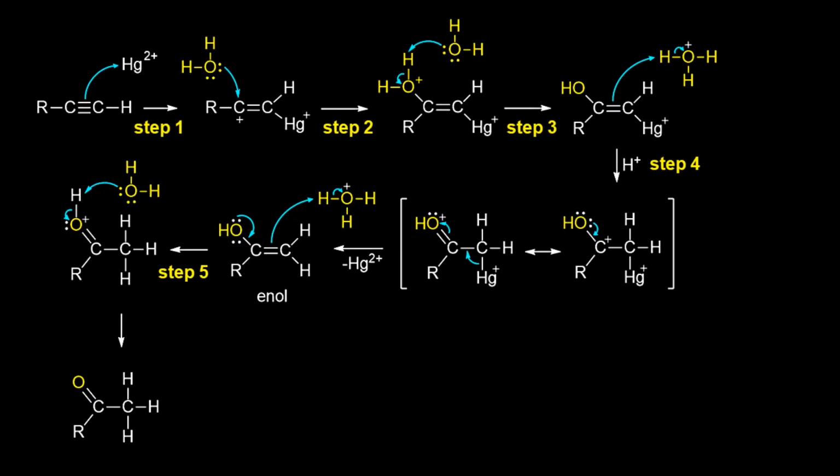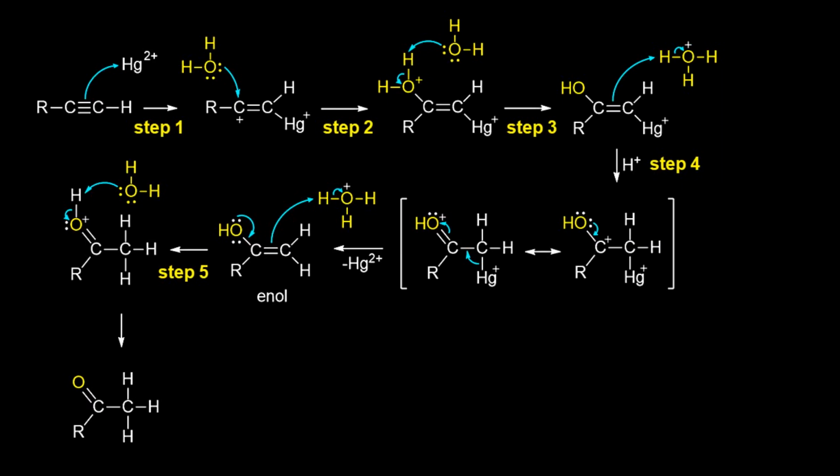In step 3, one of the protons on that water group gets removed. That gives us a neutral OH group, and now we have the enol intermediate. But here's something to keep in mind. The enol still has a mercury group hanging on. So in step 4, a proton from the acid comes in and kicks that out, swapping the Hg2+ for a hydrogen. At this point, we've got a neutral enol, but enols aren't stable.